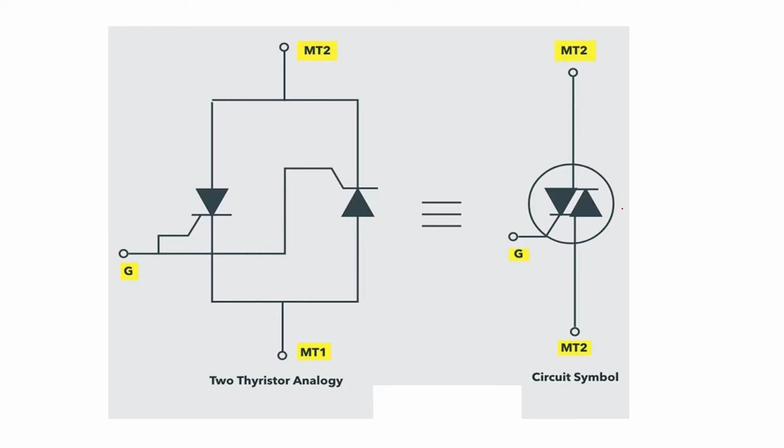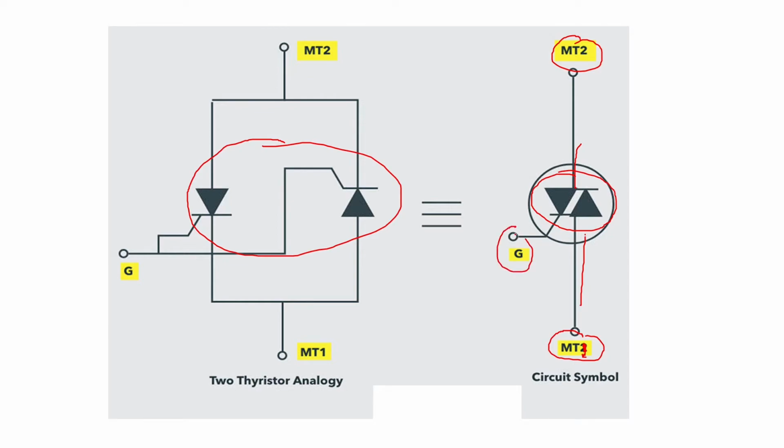Then we'll see what a TRIAC is. A TRIAC is nothing but an anti-parallel combination of SCRs, as shown in this two transistor analogy. Here you can see two SCRs connected in anti-parallel. You have one terminal here which is named MT2, main terminal 2. This one can be named MT1, that is main terminal 1, and here you have your gate terminal.